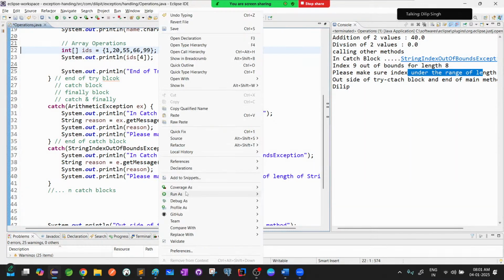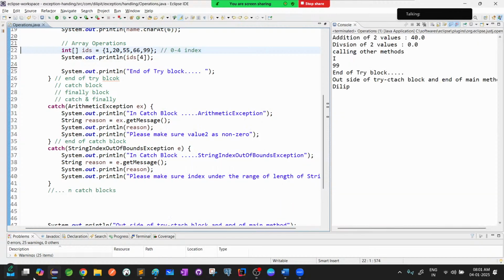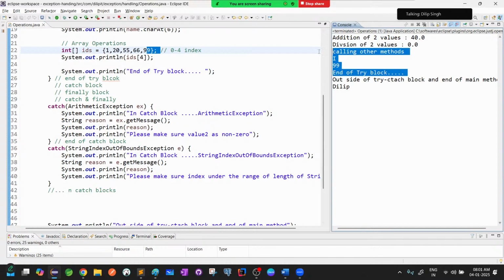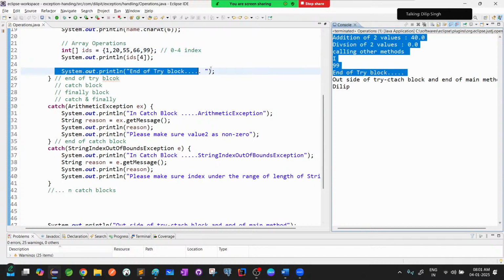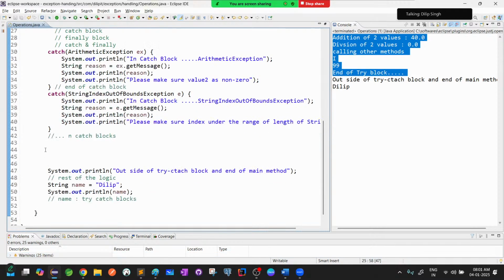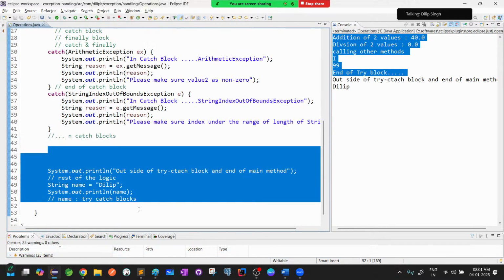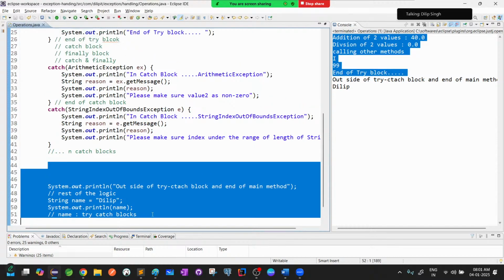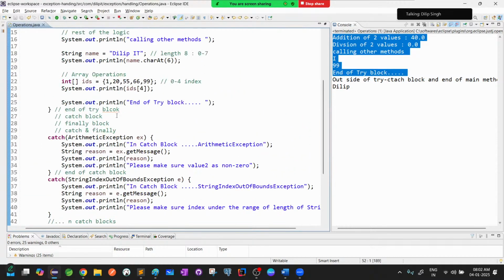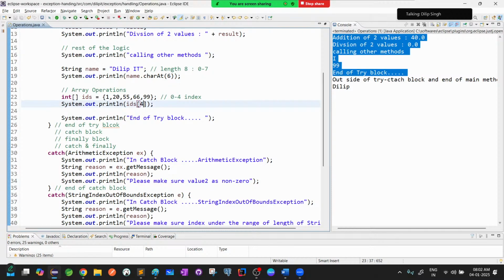See here. The division you got successfully, the I value you got, and 19 from the array, 99 you got. So that means end of the try block. Everything is good until the last line of the try block. So that's why it is reaching here and it executes the rest of the logic.